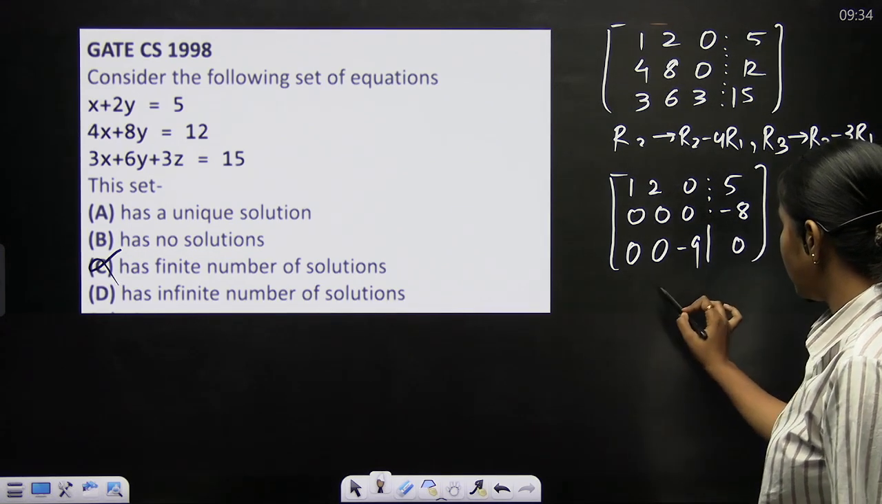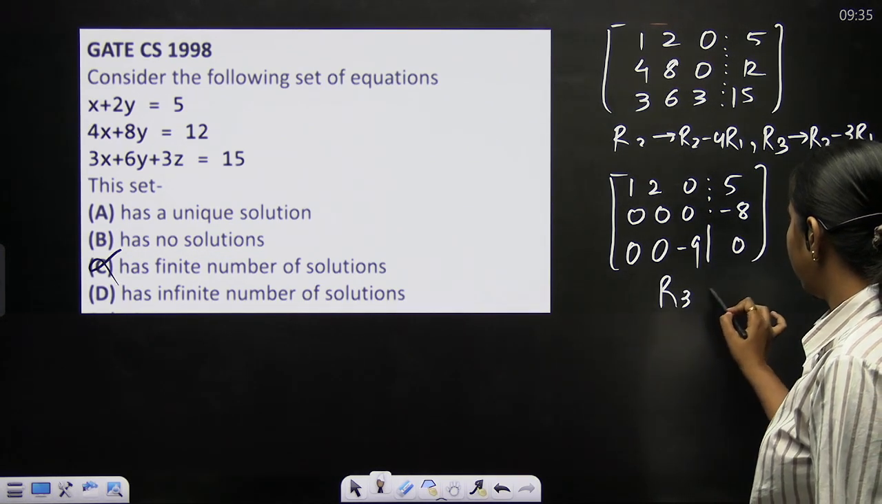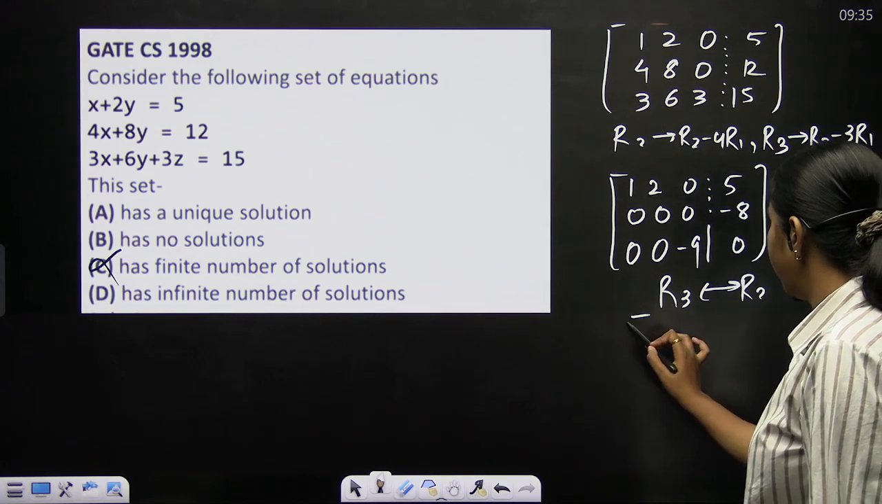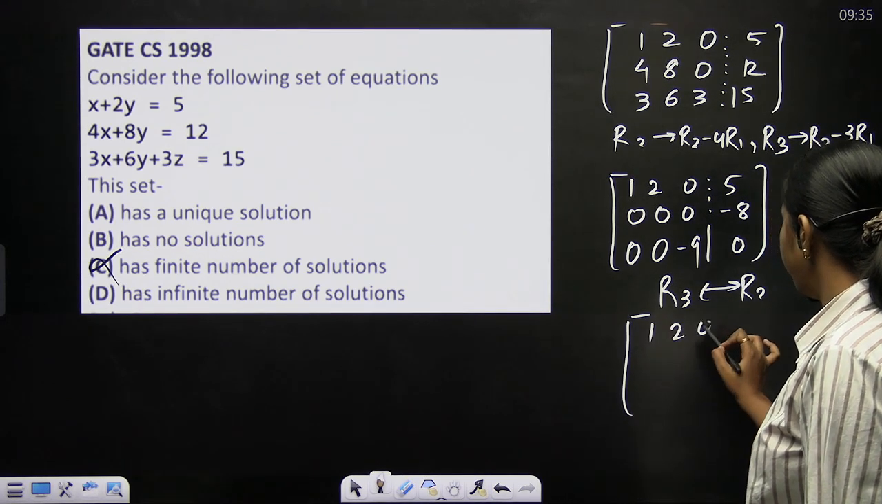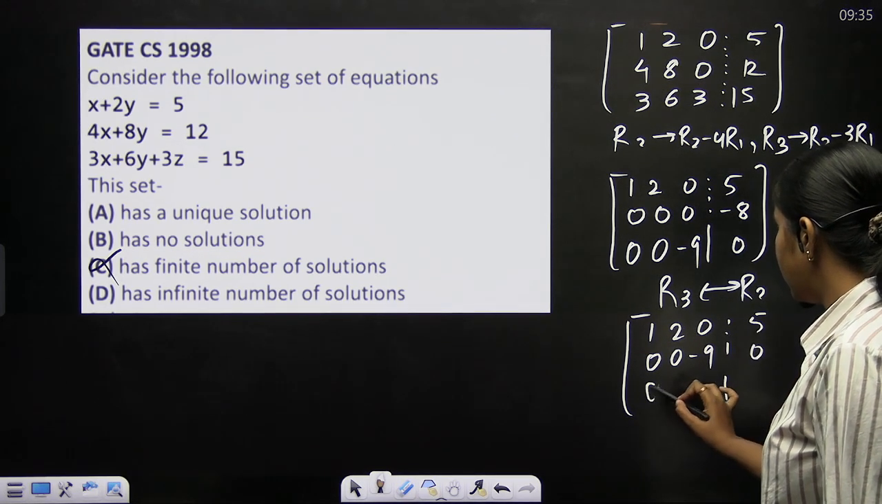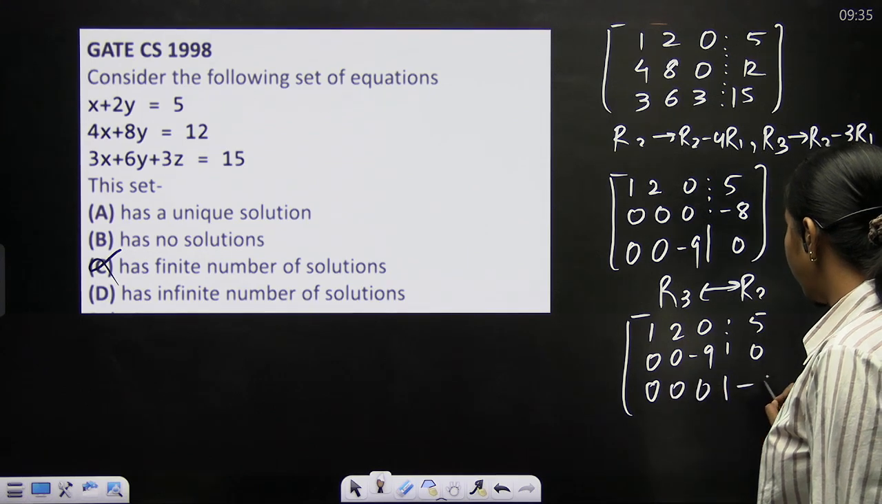I can interchange R3 with R2 to get it in row reduced format. So 1, 2, 0, 5, 0, 0 minus 9 and this would be 0. 0, 0, 0 and this would be minus 8.